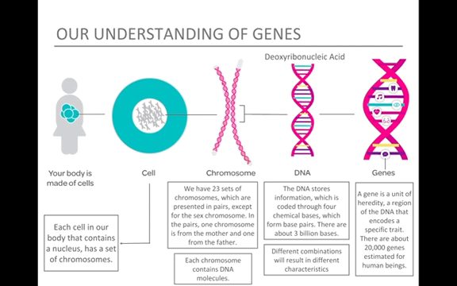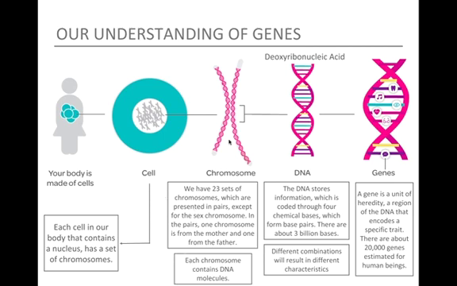As we know, our body contains billions of cells. We learned about the neuron, which contains a nucleus. Just like the neuron, several other cells in the body, basically all of them, contain a nucleus. Each cell in our body that contains a nucleus has a set of chromosomes. We have 23 sets of chromosomes in total, which are presented in pairs except for the sex chromosome. Half of these chromosomes are passed on from our father and the other half from our mother.